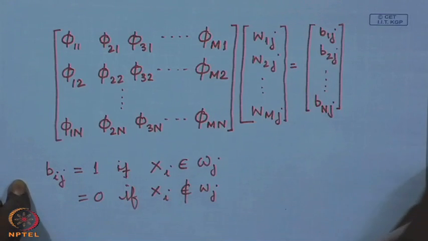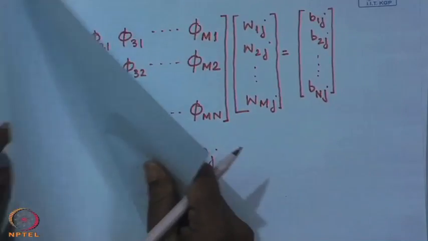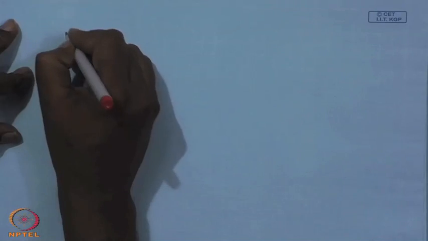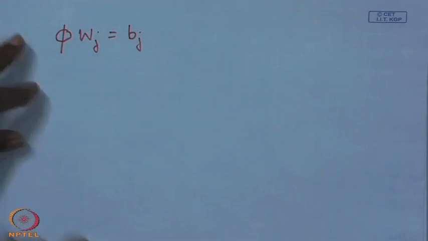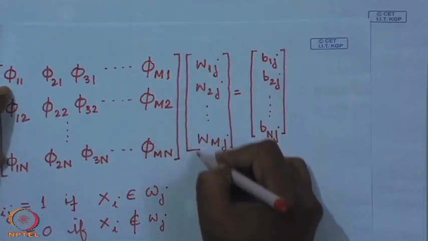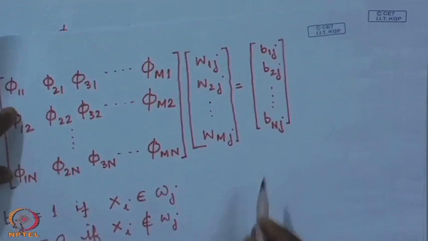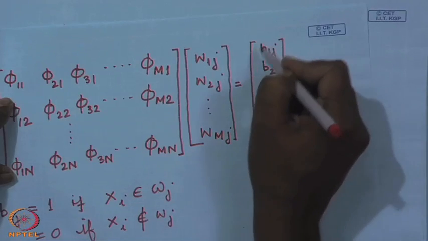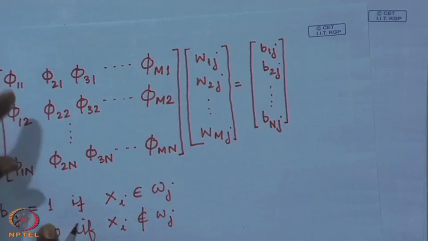So, this is the kind of situation that I have, and this whole expression, this matrix equation, I can write in a short form, that is phi w j is equal to b j, where this phi is this matrix, w j is this weight vector which is connected to the output layer node j, and b j is the output of the jth node in the output layer, which is represented in the form of a vector like this for different input vectors. Okay.